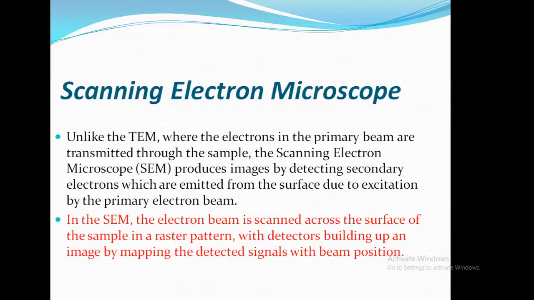It is unlike the TEM, where the primary electron beam is transmitted through the sample. The scanning electron microscope produces images by detecting secondary electrons emitted from the surface due to excitation by the primary electron beam. The electron beam is scanned across the surface of the sample in a raster pattern, with detectors building up an image by mapping the detected signals with beam position.